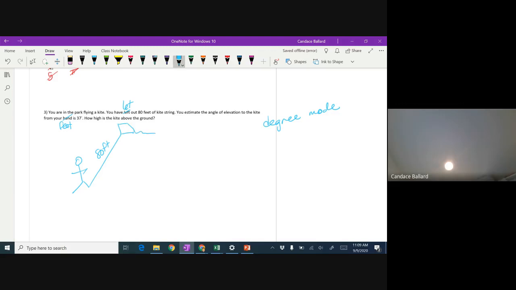You estimate the angle of elevation to the kite from your foot. It is 37 degrees. How high is the kite above the ground? So now we have our right triangle there. So how high is the kite above the ground? We are looking at this value right here.